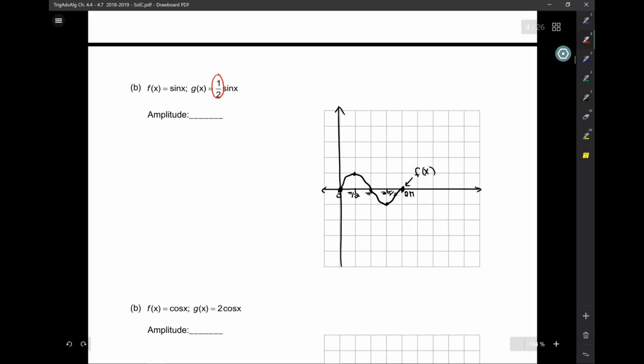So, g of x has an amplitude of what? A half. So, is it going to be taller or shorter? Shorter. So from 0, where do I go? 1/2, back to 0, negative a half, back to 0. And look at what a cute little wave that is.